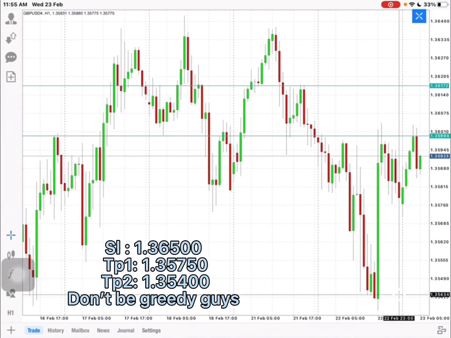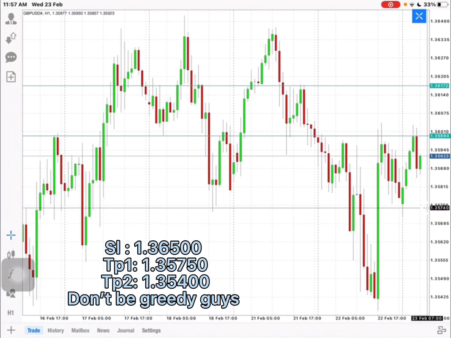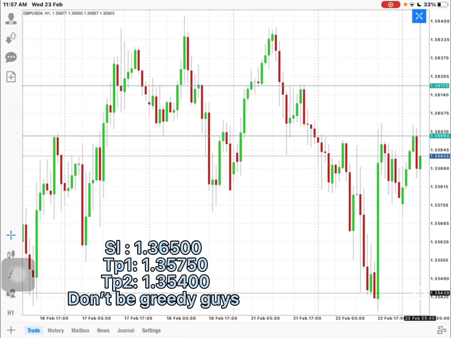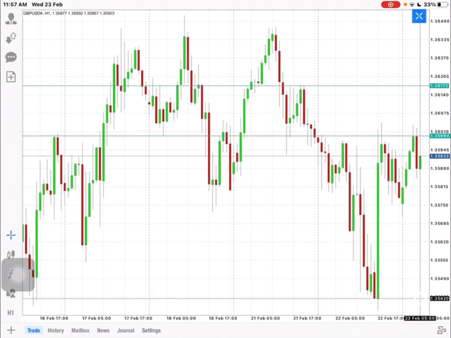From here I'm giving your TP around 135,400. Before that, 135,700. From this zone to this zone is almost 40 to 50 pips already. And then your second, final TP is around 135,400. Don't be very greedy. If you're making profit, just set your break even.